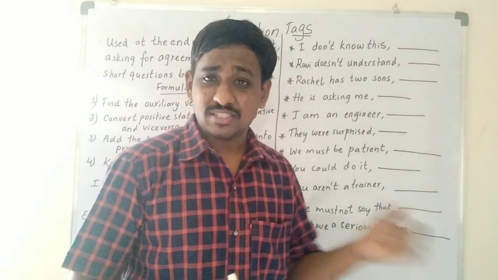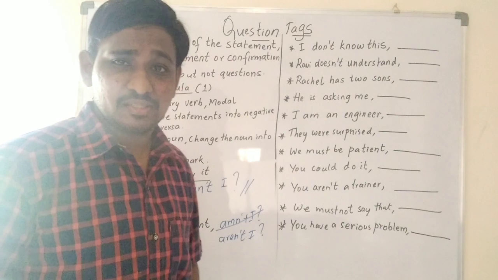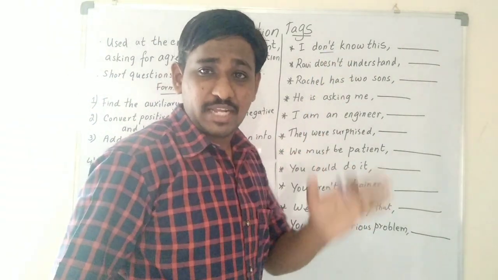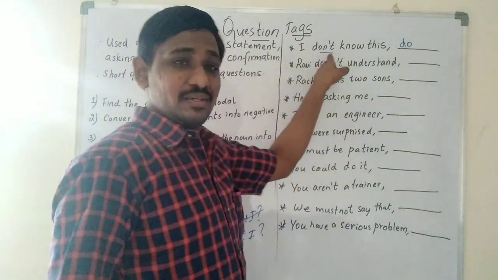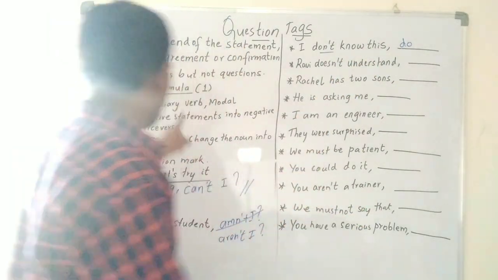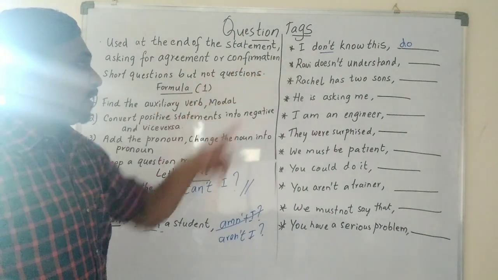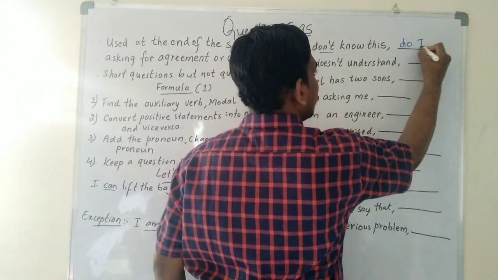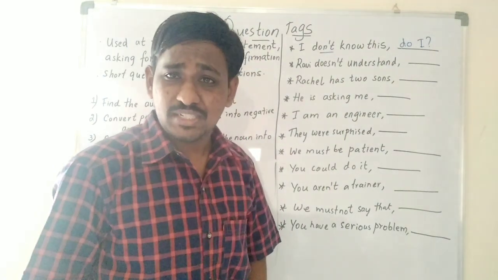Let us do some exercises, shall we? I don't know this. Don't. So what is the auxiliary word? Do. Statement is negative. I don't know this. Next one, you follow the first formula, finding the auxiliary word. Second one, it's negative, so you made it into positive. Third one, add the pronoun. Do I? I don't know this, do I? Is a question tag.